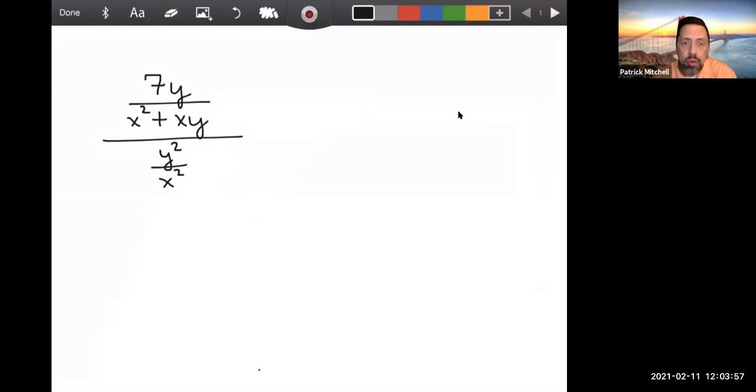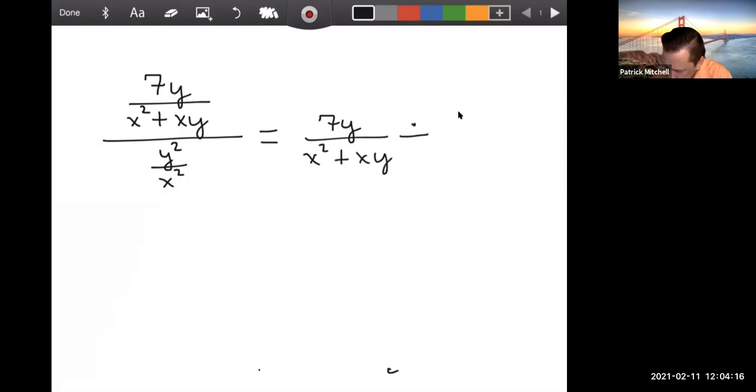Remember that a fraction bar means divide. So let's think of that big fraction bar in the middle as division, and we can write this problem as 7y over x squared plus xy divided by y squared over x squared. And we did problems just like this back in section 7.2. So you remember what to do, right? We're going to change that to multiply by the reciprocal.